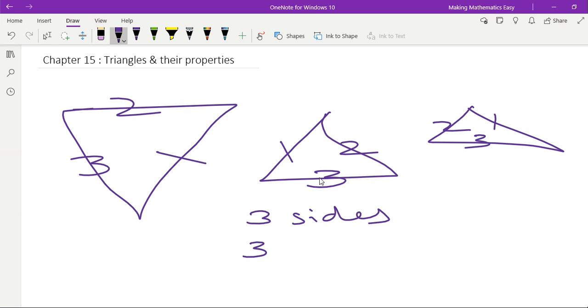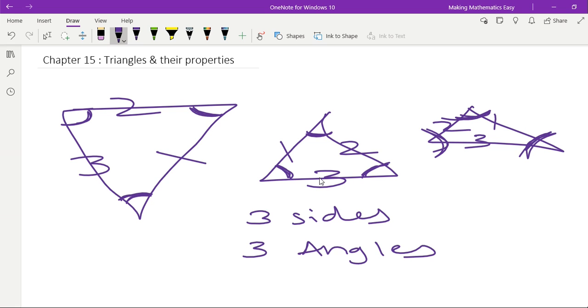Correct? Then there are three angles in each triangle. This is my first angle, this is my second angle, and this is my third angle. Similarly in this case, first angle, second angle, third angle. So there are in total three angles in every triangle. In this one also, first, second and third angle.